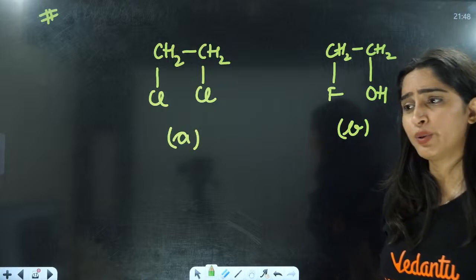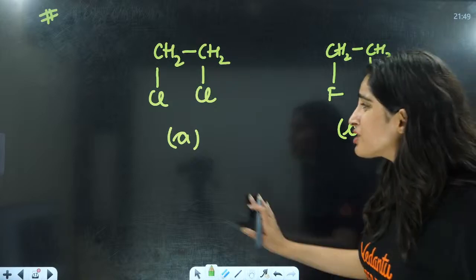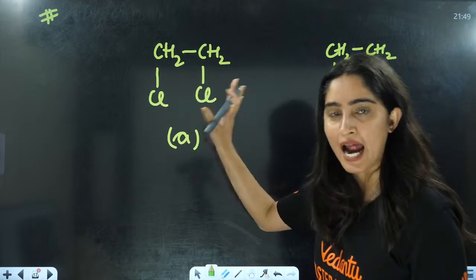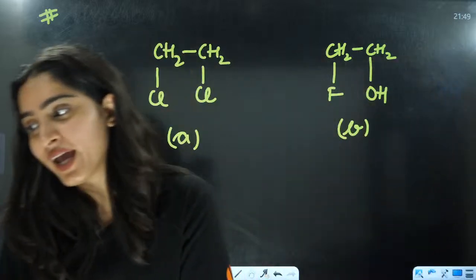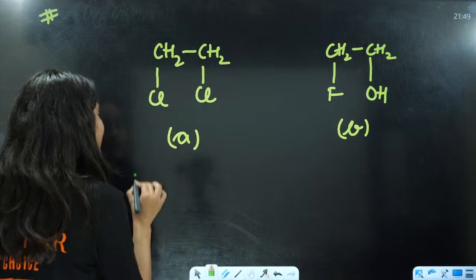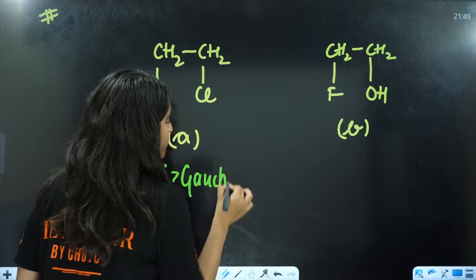No, bacha, no. But why are you saying there is no stable, less stable? I am not saying which out of this is more stable. I am saying in this which is more stable, anti or gauche. In A you have anti is more stable because here we have no hydrogen bonding.